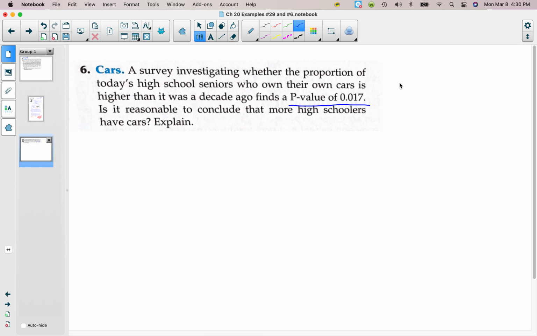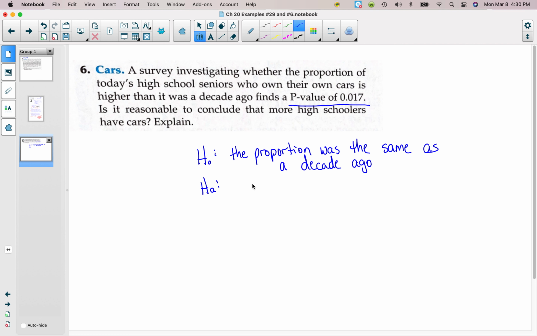So if this had been set up, now we don't have the numbers, we just have the p-value, but our null hypothesis probably would have said that our proportion was, well, we don't have the value, but the proportion was the same as it was a decade ago. I'm just kind of doing this to give you an idea. I should have something about the cars in there. And our alternative probably was something about it's greater. The proportion today is higher.